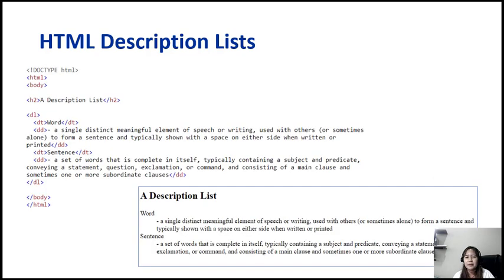So as you can see here, you have DL, which is the description list, and then you have DT, which is the description term. The terms are word and sentence, so that explains why you have word and sentence here. And then you have DD, the description, which is used to define the description term. So we are basically just including the definition of word and the definition of sentence.